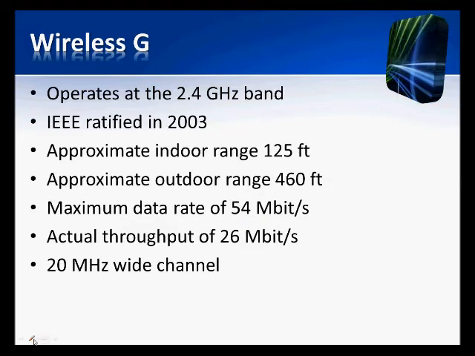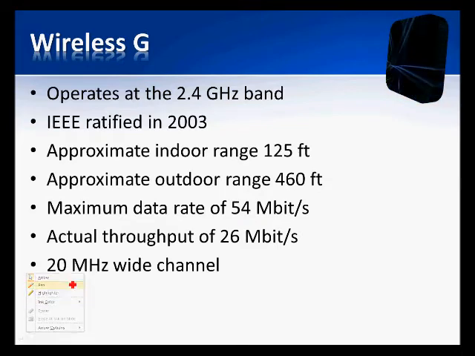Now let's look at wireless G. It operates at the 2.4 gigahertz band. It was ratified in 2003. It has an indoor range of 125 feet. It has a maximum data rate of 54 megabits per second and an actual of 26 megabits per second. So really this one has the band of wireless B and the speeds of wireless A.